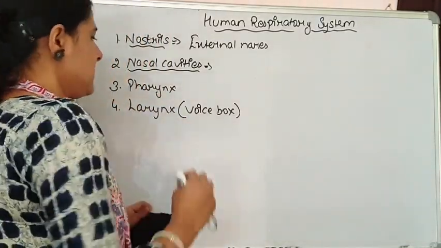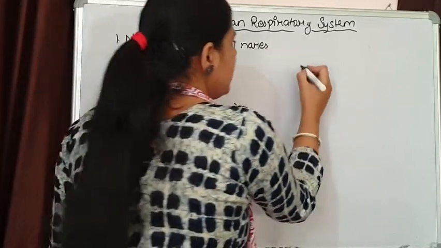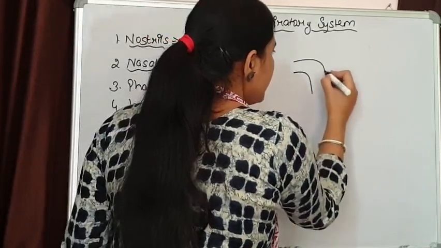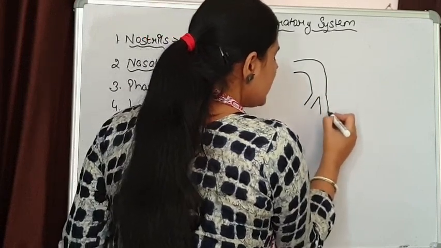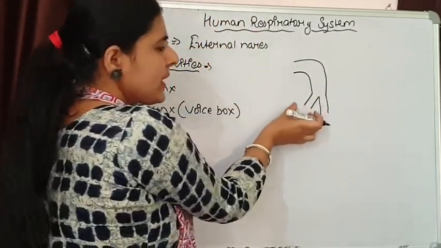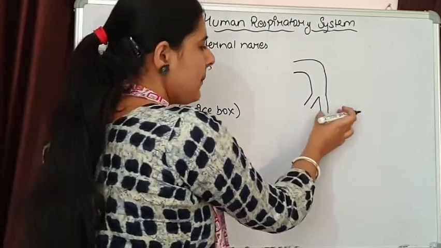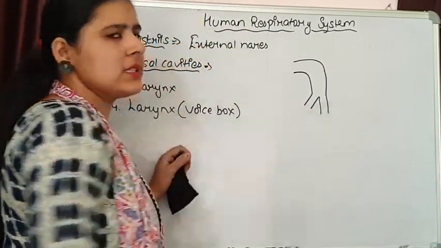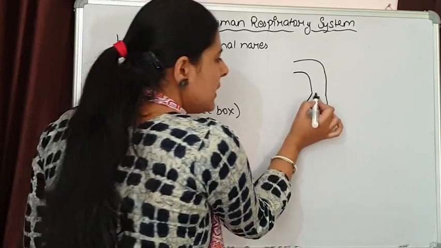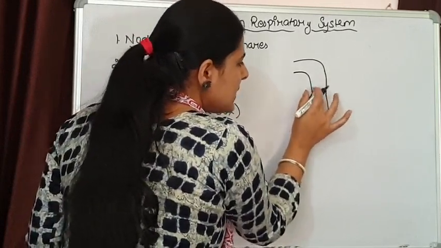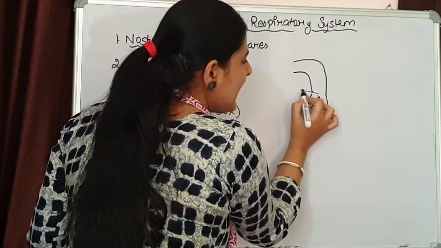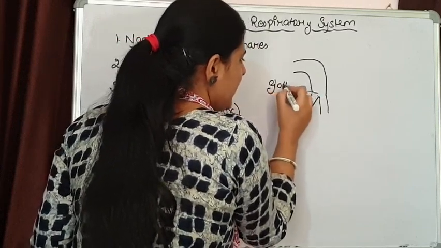Now this is our pharynx portion, and there is a distinction over here. The front is moving into our trachea, the windpipe, and the back side is moving into our food pipe. So the partition of the pharynx into these two pipes is known as the glottis.